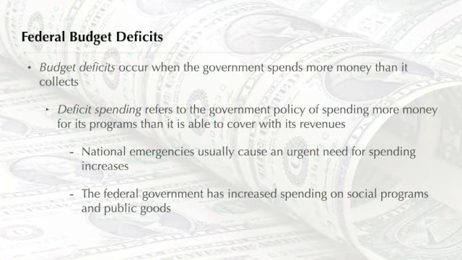In most years since the 1930s, increases in federal spending were not matched by increases in government revenues. In fact, in the years 1990 to 1994, spending exceeded revenues by more than $200 billion annually. When the government spends more money than it collects, a budget deficit occurs. Economists use the term deficit spending to refer to the government policy of spending more money for its programs than it is able to cover with its revenues.